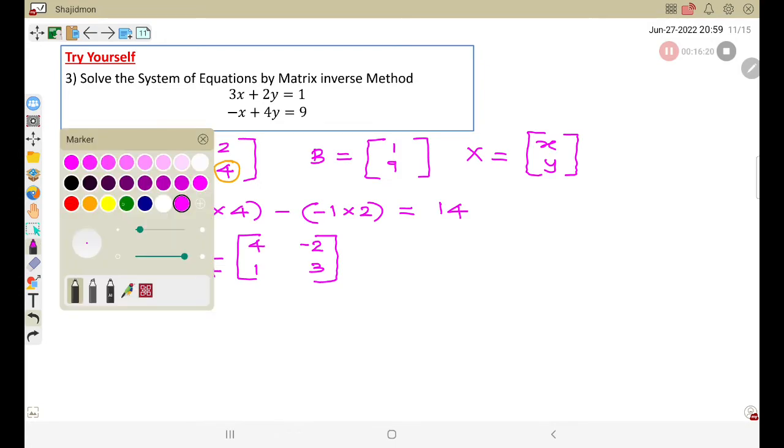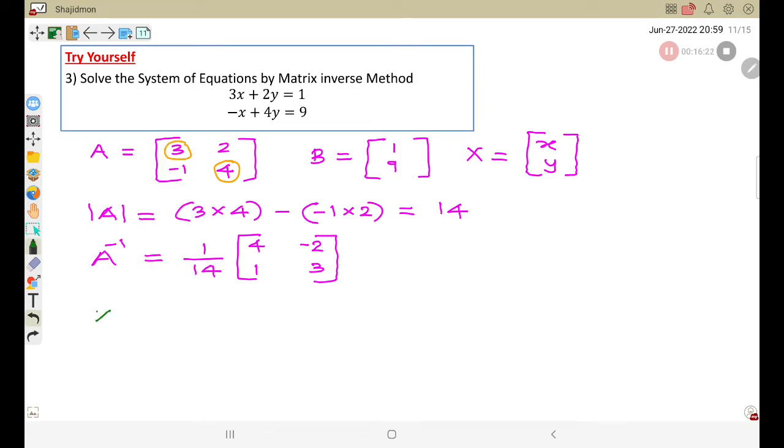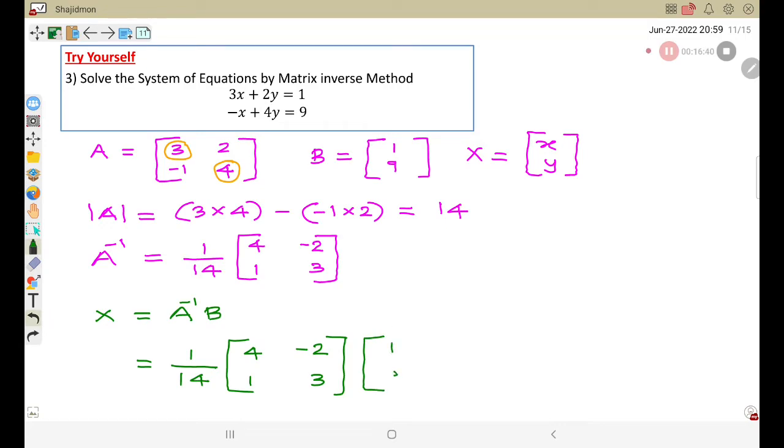Now we will go to the solution. X equals, write the rule, A inverse multiply B matrix. What is the A inverse matrix? 1 over 14 multiply matrix [4, -2; 1, 3] multiply B matrix. What is the B matrix? 1 and 9.